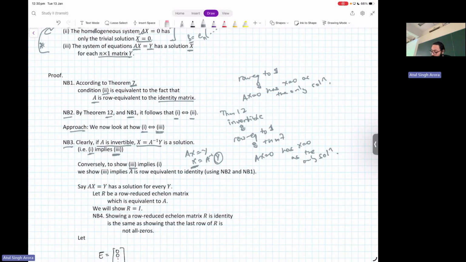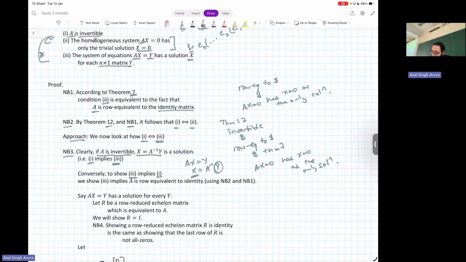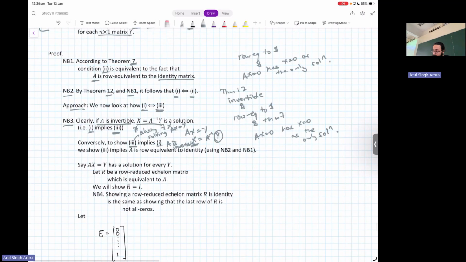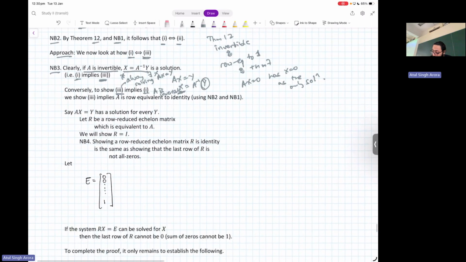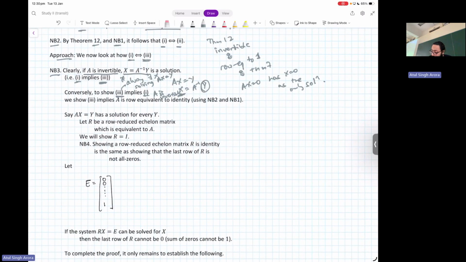Now what we want to do is the other way. We want to show that if you can always find a solution, so you can always find an x, so this is saying if there always exists x solving Ax equals y, then it must be the case that A is invertible. Right? So let's try to see how we would show this. What we do is we are going to show that point 3 implies that A is row equivalent to the identity matrix. Okay, that's what I just said.